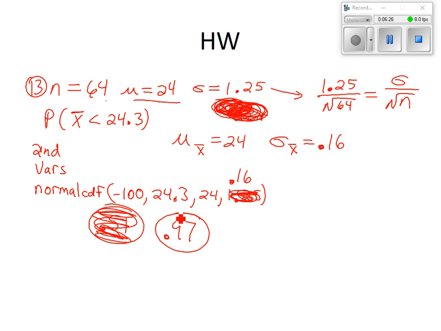You got your 24.3 and your 24. Oh, switch. Oh, that's what it is. There you go. So it should be about 0.97, which is a probability of about 97%.